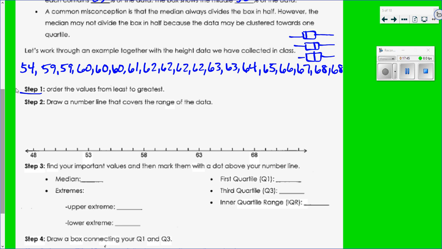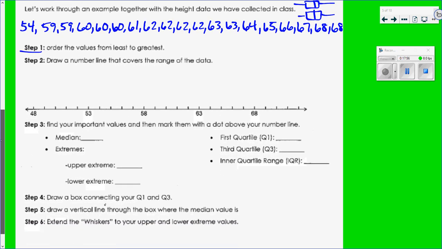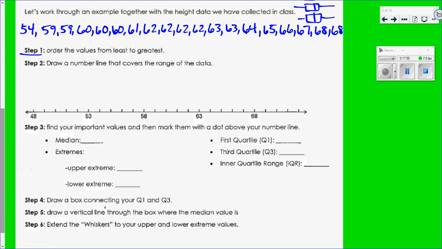Good. So now that we've done that, I need to draw a number line that covers the range of the data. In this case, I've already done that for you. It's already on your paper. So we've done that part. Step 3, now, is where we're going to start finding the medians. And this, guys, is what makes this very easy for us. To find the medians, what do I need to do? What is the median? What's the definition?